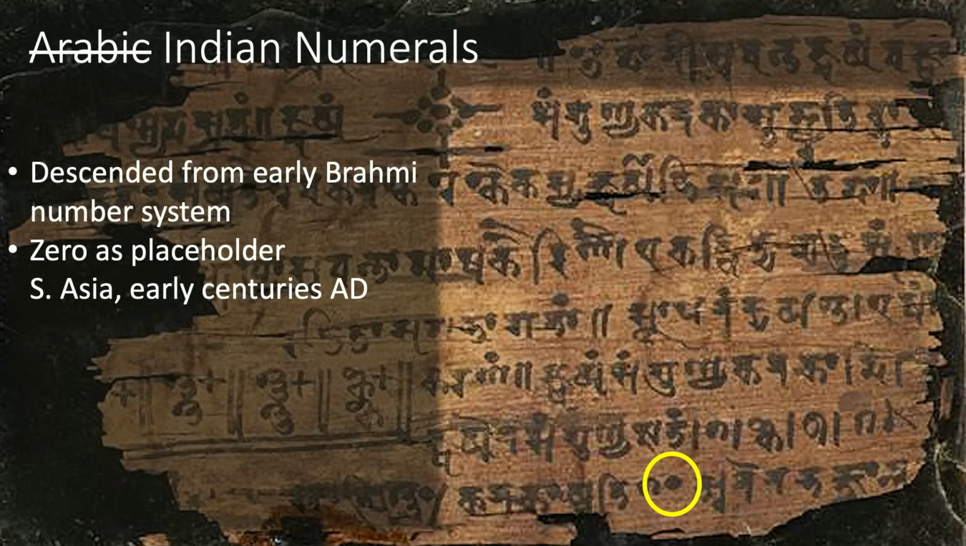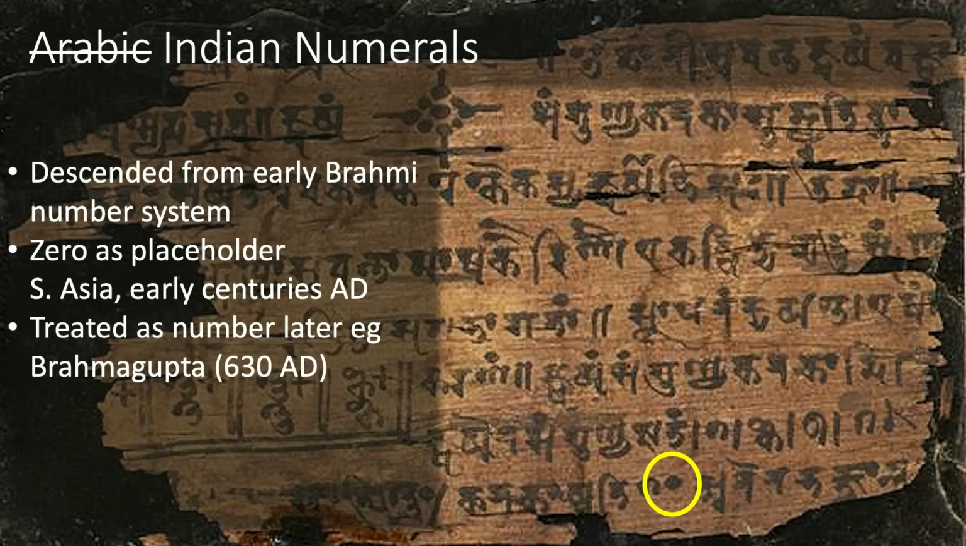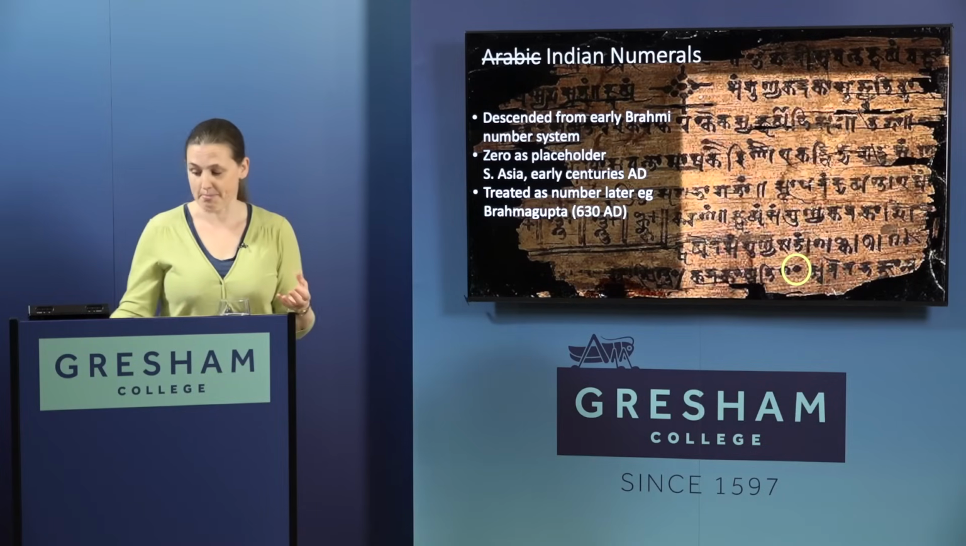To begin with, it was just a placeholder. It wasn't a number in the way that we think of numbers. However, it later did start to become treated as a number in its own right. So you have people like Brahmagupta, the Indian mathematician, around 730 AD, giving rules for dealing with 0. He, for example, said any number subtracted from itself gives you 0. So this is the first beginnings of it being treated as a number like other numbers. It took a long time for that to happen.